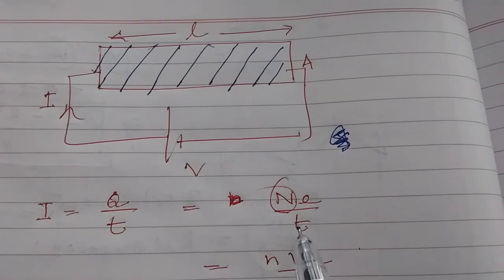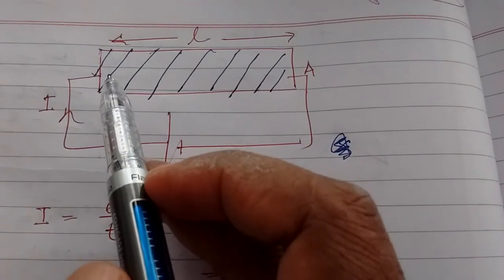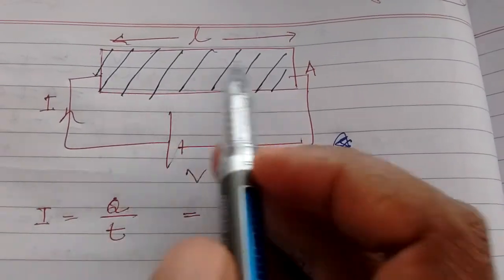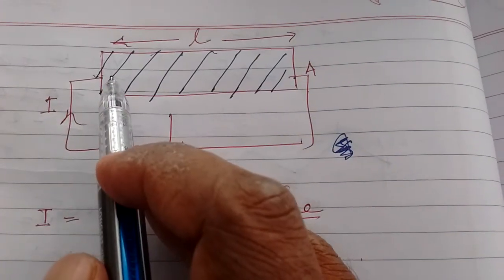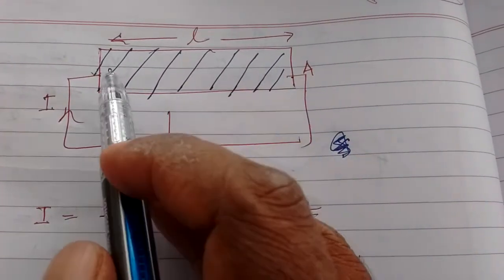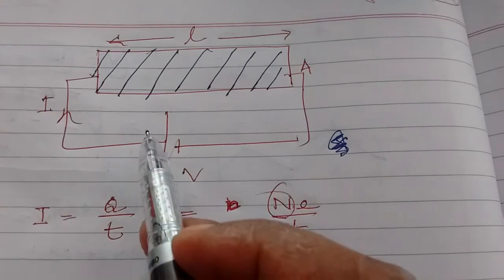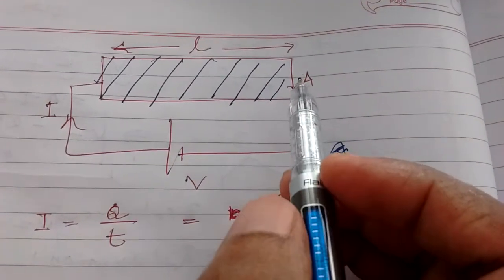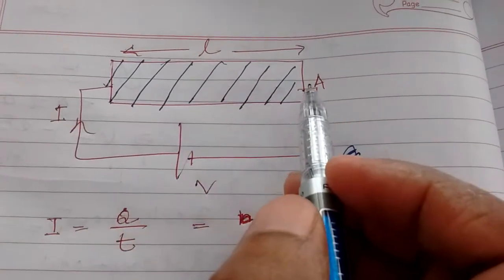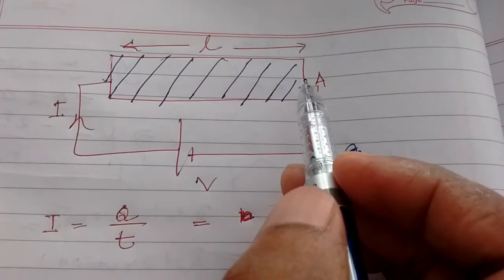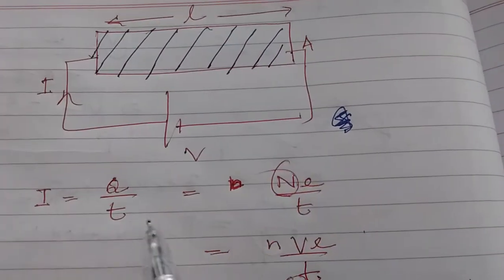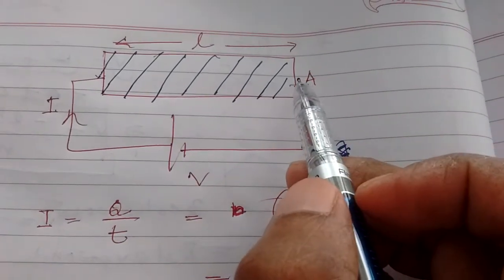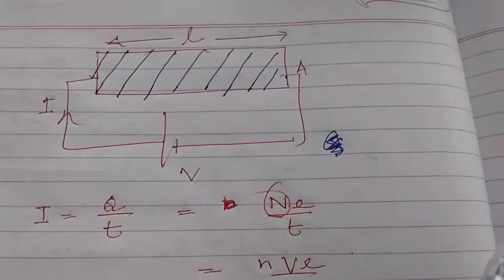And T is nothing but time taken by the electron to pass from this end to this end. Electron will obviously pass from this end to this end because potential is applied, here positive, here negative. So electron movement will be opposite to the actual current. Okay, so electron will take a time of t from passing this right end to left end.